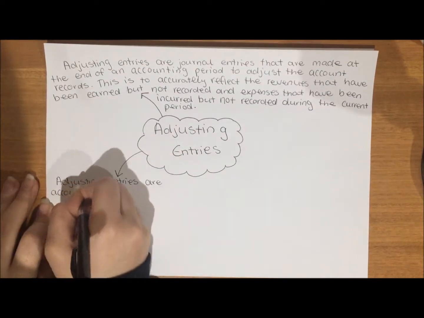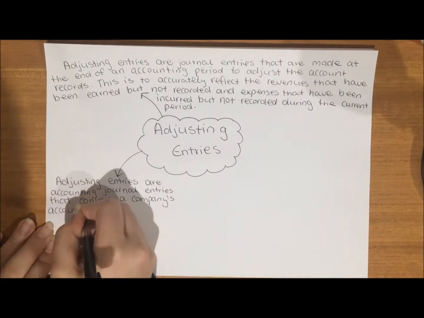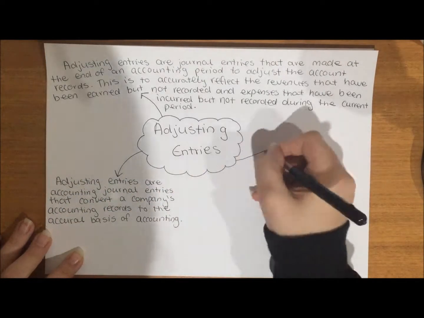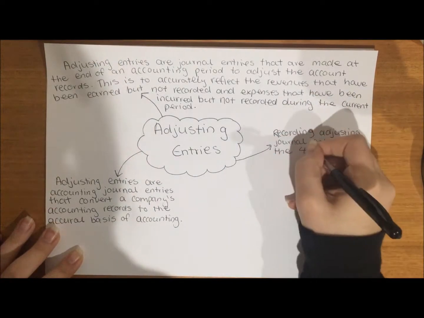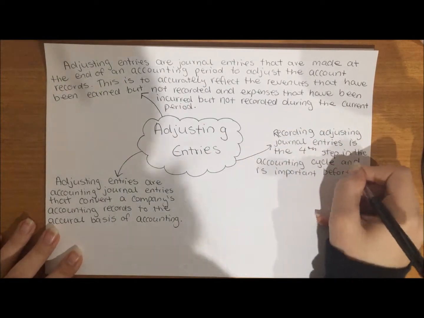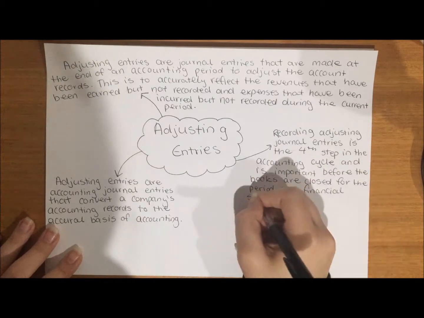Adjusting entries are accounting journal entries that convert a company's accounting records to the accrual basis of accounting. Recording adjusting journal entries is the fourth step in the accounting cycle and is important before the books are closed for the period and financial statements are issued.